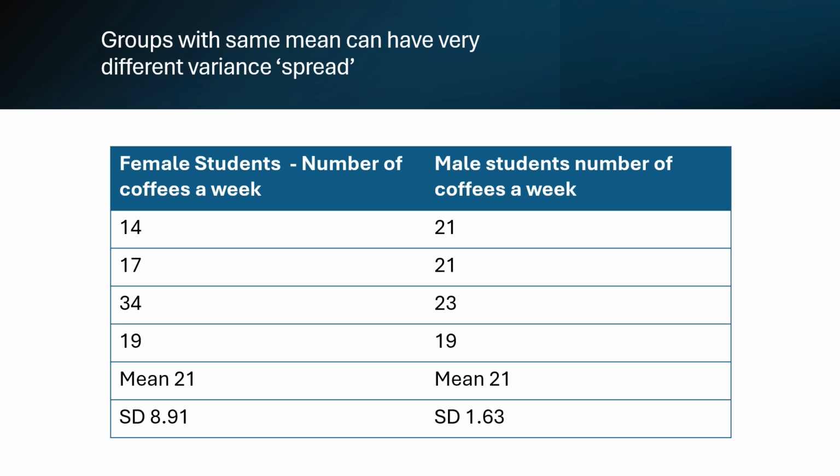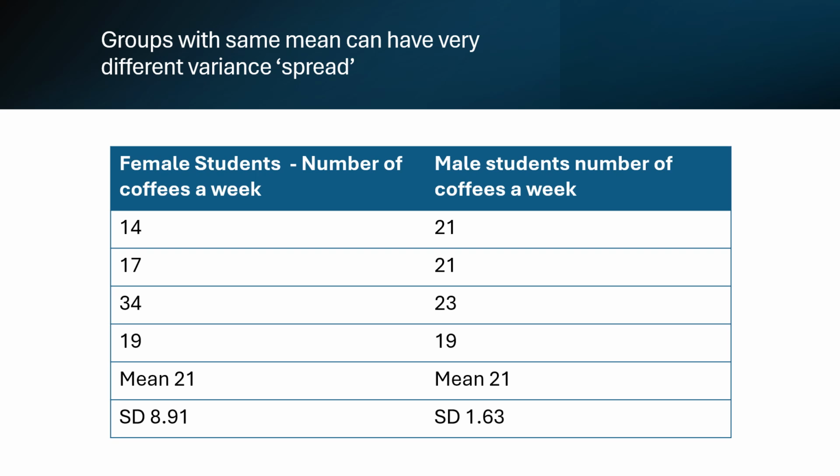Now, for example, the male students, the mean coffee consumption is 21 cups per week with a low variance. So most people in this group drink between 19 and 23 cups per week. This indicates a consistent consumption.